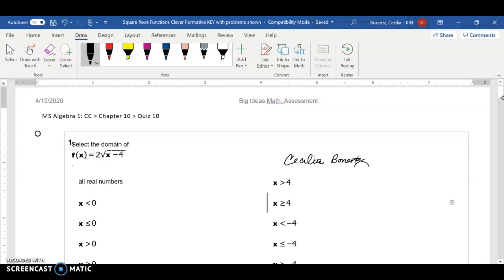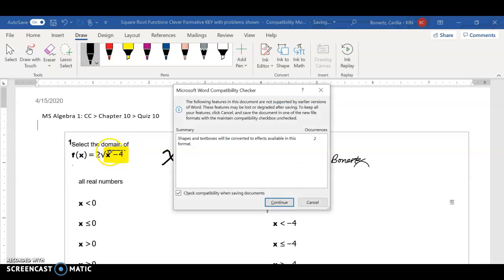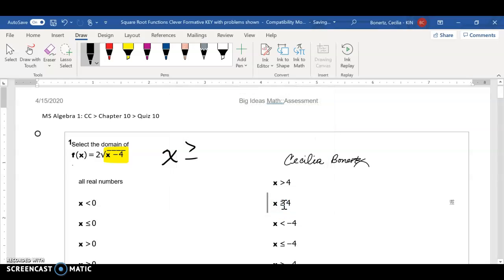So on this problem, it's asking you just for the domain. So we're really just concerned right now with this section, with this part underneath the radical symbol, that part right there. So we know that that has to be a positive number because we can't take the square root of a negative number. So when we're looking at the domain, we're looking for x is greater than or equal to something. So in order for this to be 0, x is going to have to be 4. That's the smallest number it can be in order to make this positive. So in this case, the domain is x is greater than or equal to 4.